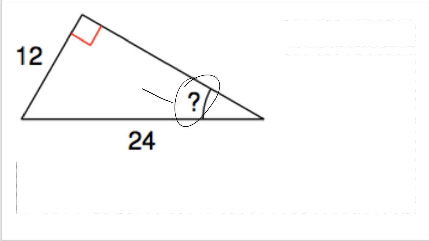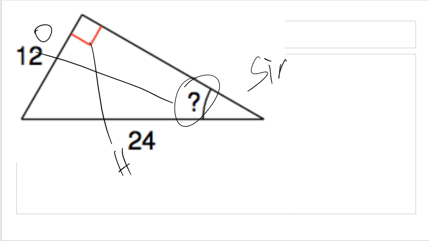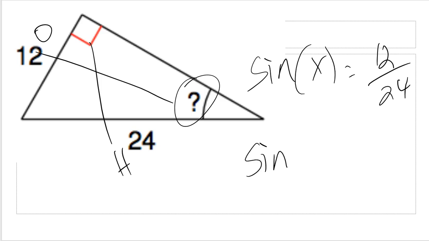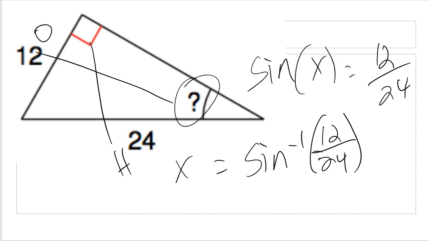Next one, find this angle. This one is opposite. You see right here, that's my 90 degrees. That makes this the hypotenuse. So once again, we're using sine, just like our previous problem. So let's do inverse sine of 12 over 24, and whatever that is, it's going to give me x. So let's do inverse sine of 12 divided by 24. It's going to give me exactly 30 on the spot.